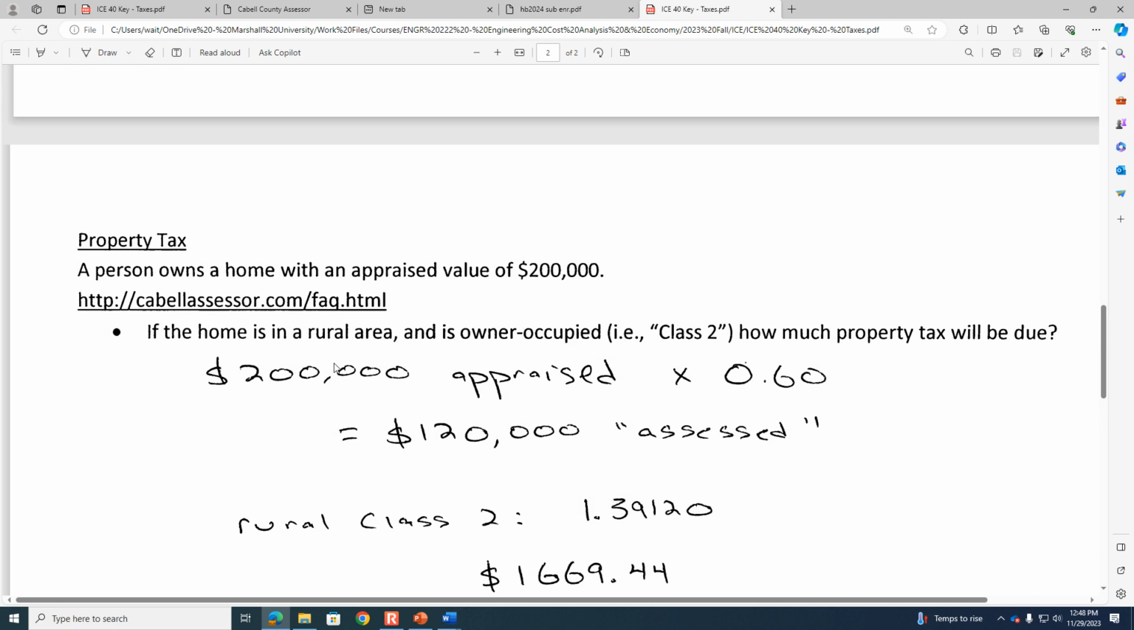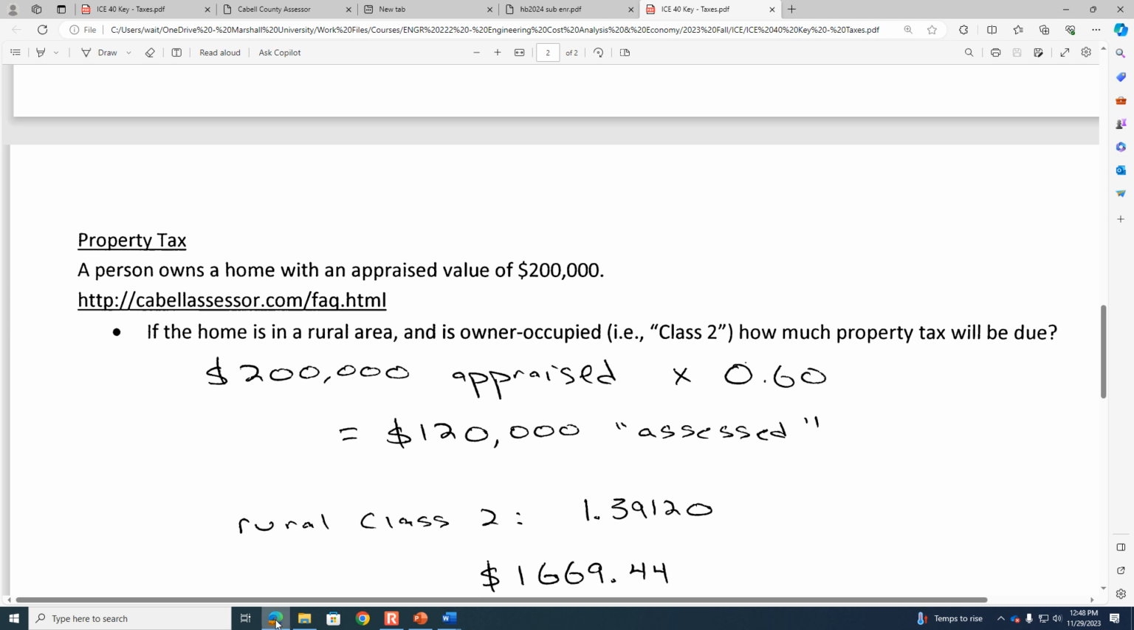So the calculation to find out how much the home is going to cost in taxes is you would take the 200,000 and multiply it by 60%. So the appraised value is 200,000. That means the assessed value is 120,000. And then for a rural area class 2, multiply that $120,000 by 1.3912%, and that means that the tax would be $1,669.44. That would be the tax on a $200,000 appraised home.